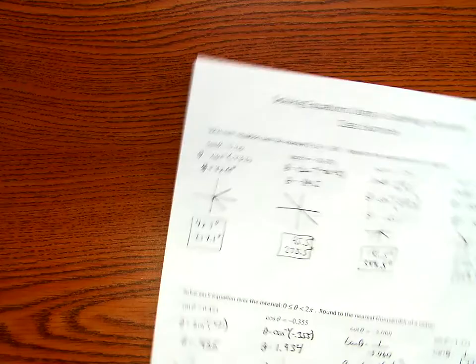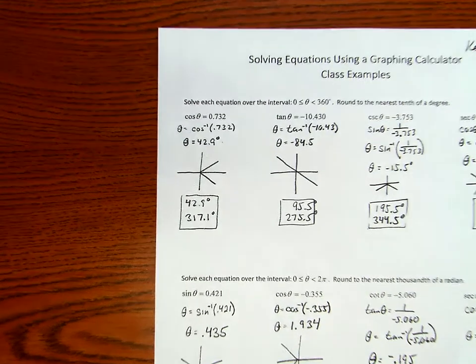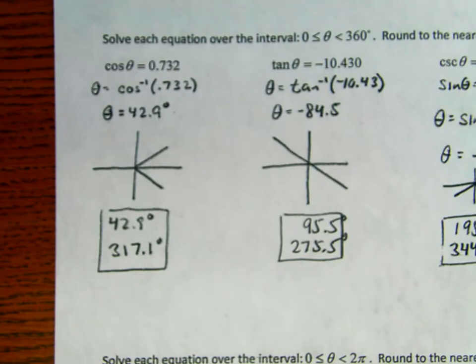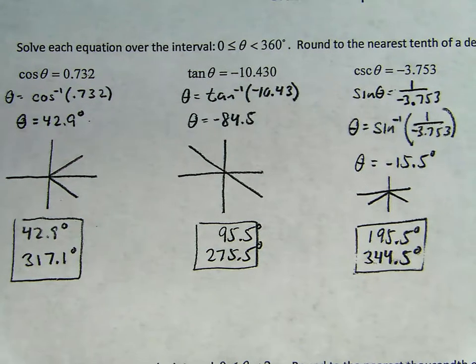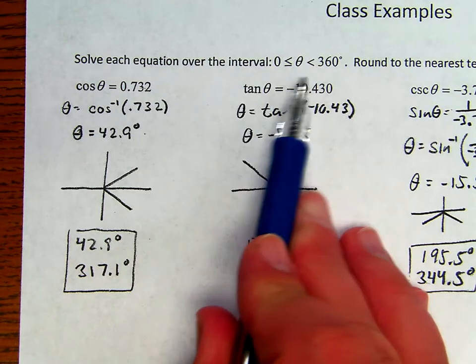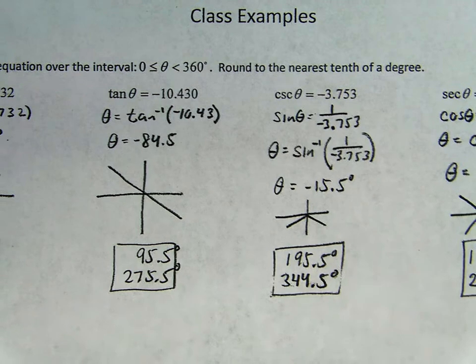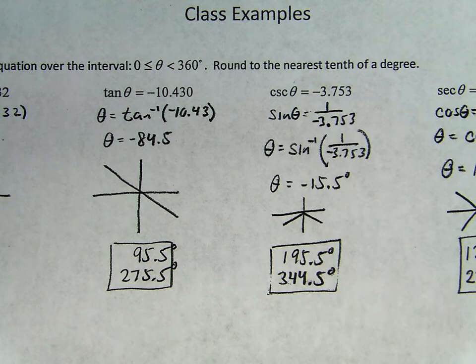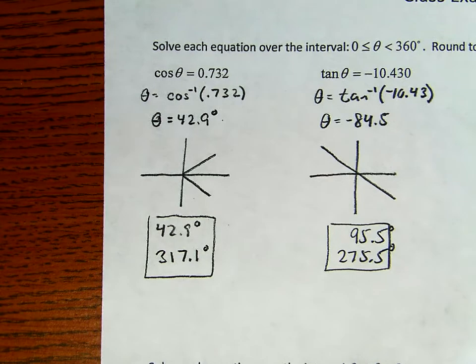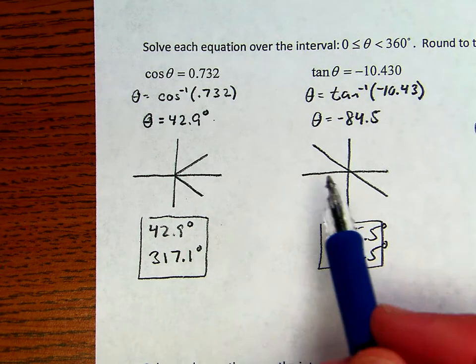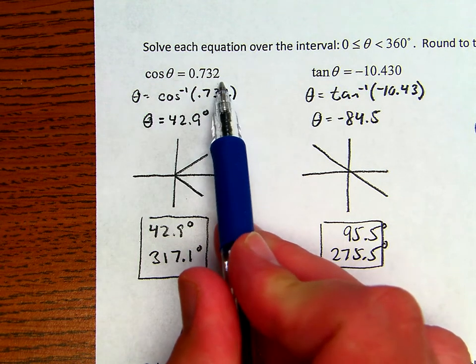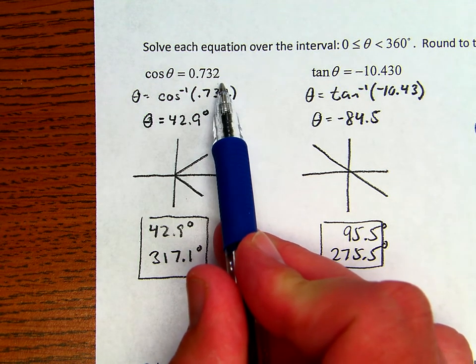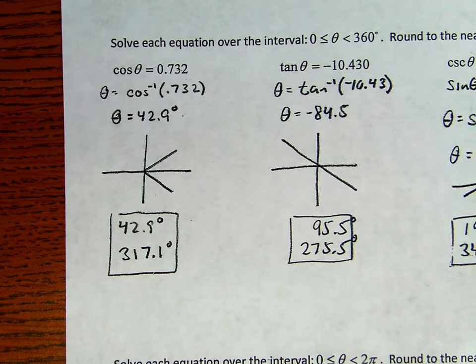All right, I already have the answers worked out here. Okay, so our instructions for the first group here are to solve each equation 0 to 360, and we have specific rounding instructions of rounding to the nearest tenth of a degree. So comparing this to the example I just did, 0.732 does not appear as an x-coordinate on a unit circle. So the unit circle is not an option in order to solve this equation. So if that's the case, we're going to go to a calculator.